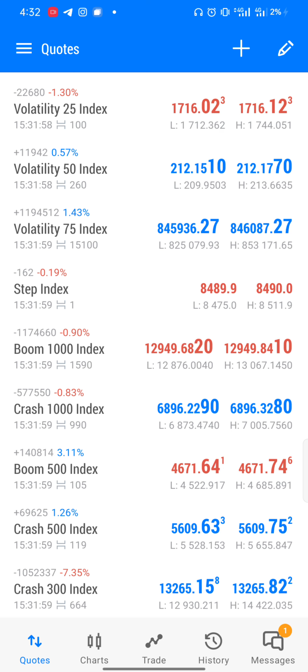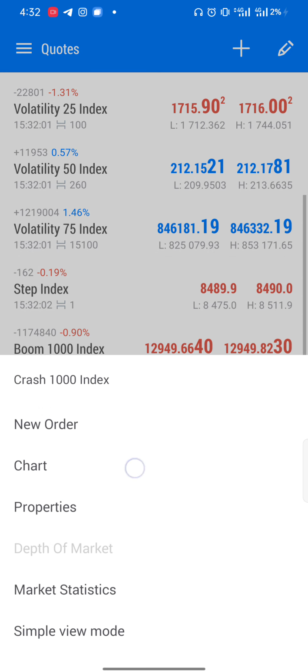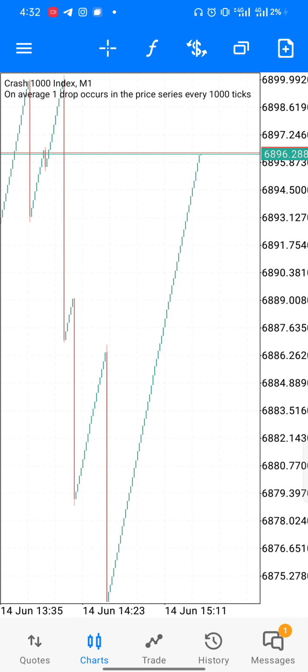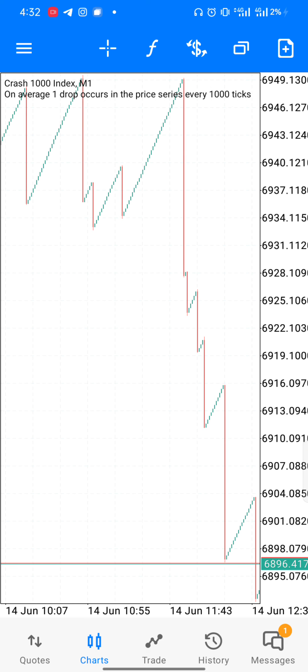So let's click on Crash 1000 index. Good, Crash 1000 is giving us a good buy right now. I'm going to show you, once I insert the indicators for this strategy, you're going to see a point or a zone where you're supposed to use this strategy and how you are supposed to use it to make money.